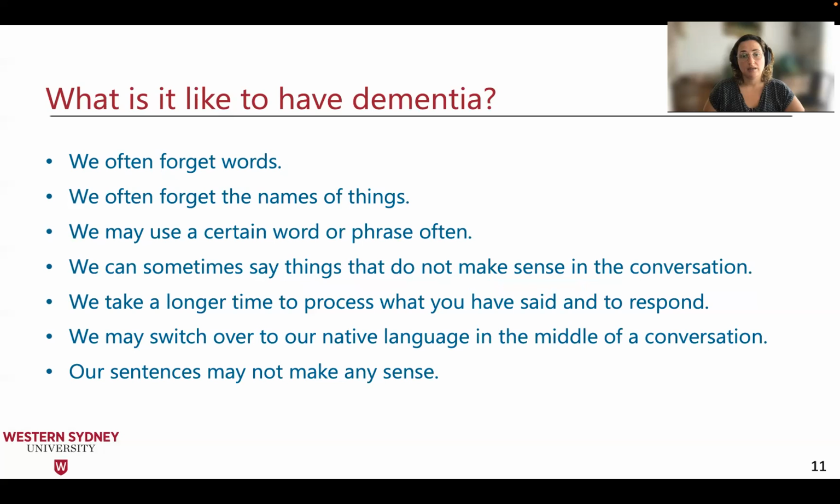They may take longer times to process what has been said and what to respond to. And they may switch over to potentially a native language if they're bilingual in the middle of a conversation. And that's quite common that a person, for example, if their native language is Chinese, but English is their second language, and they start getting dementia, that they'll start bringing Chinese into their English sentences and start reverting to their native language. And as mentioned, that their sentences just may not make any sense whatsoever.